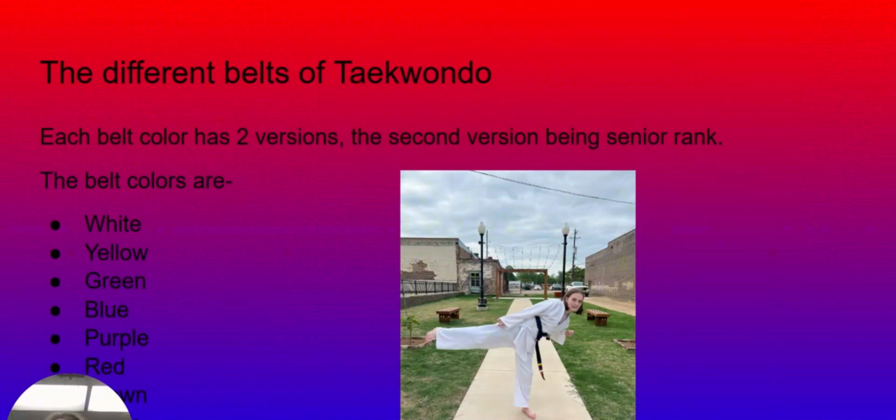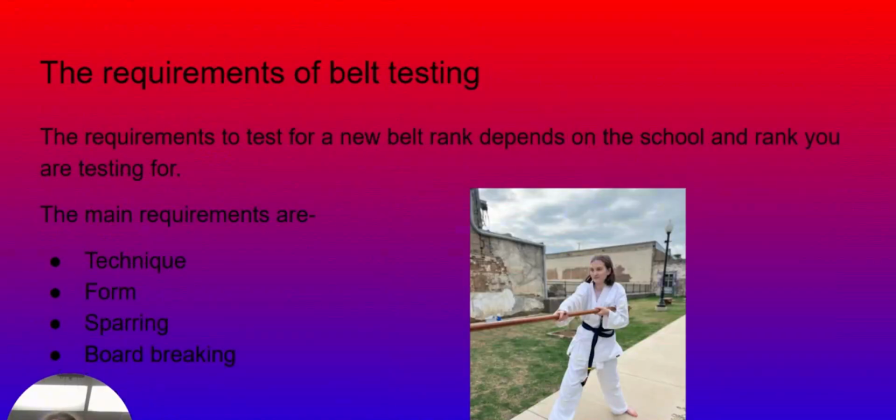Each belt color has two versions, the second version being senior rank. The belt colors are white, yellow, green, blue, purple, red, brown, and black, and each one represents your skill level. The requirements to test for a new belt rank depends on the school and rank you're testing for.